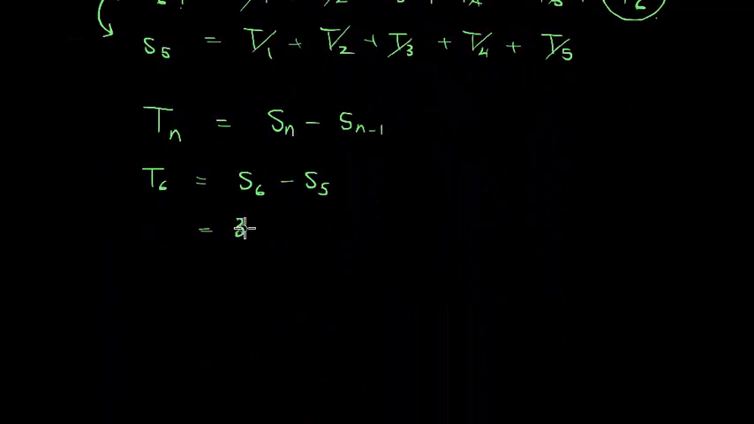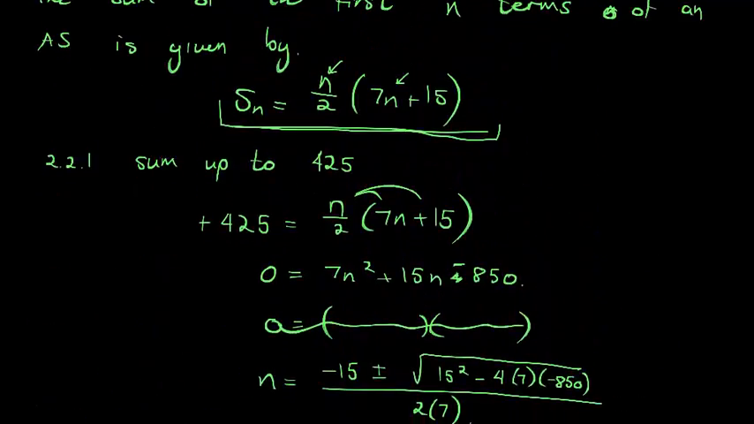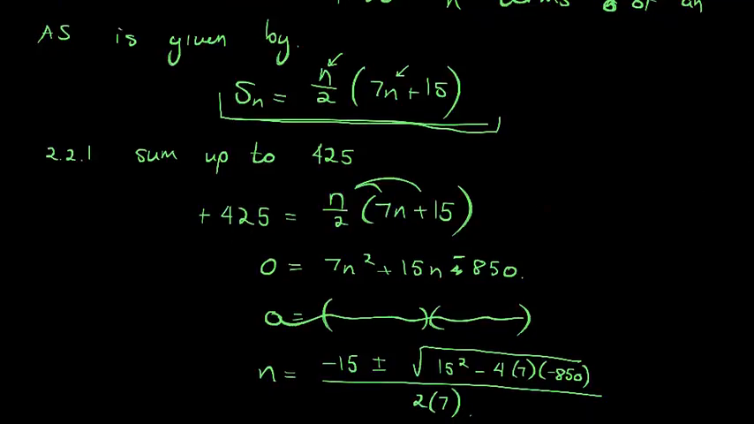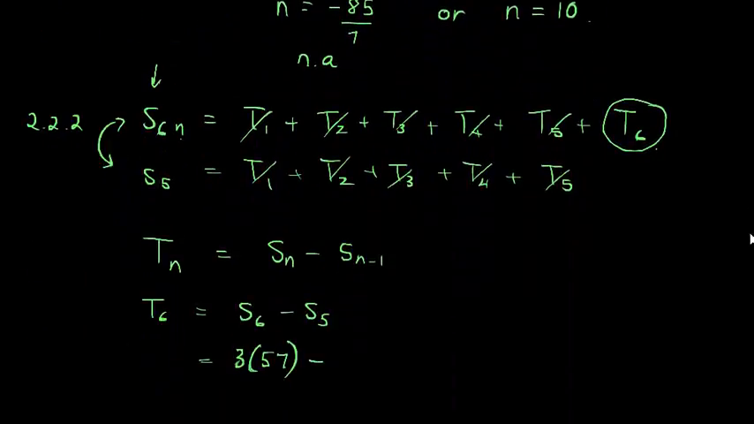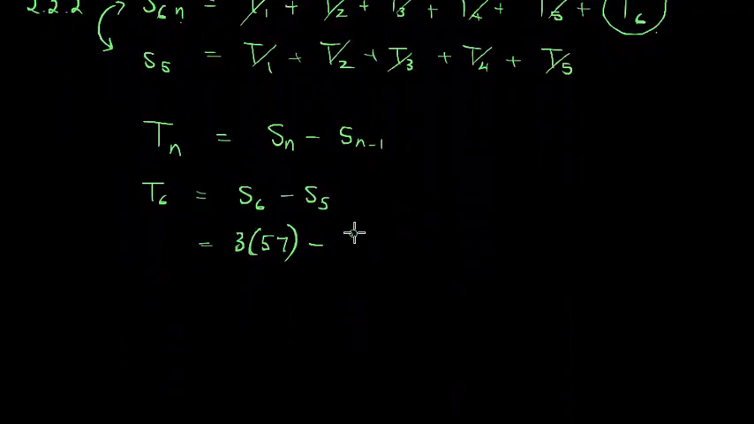57, so we get 3 times 57 minus, and this one in the bracket we put now a 5 for n, so 5 divided by 2 is 2.5. 7 times 7 times 5 is 35, plus 15 is 50, so we get 2.5 times 50.